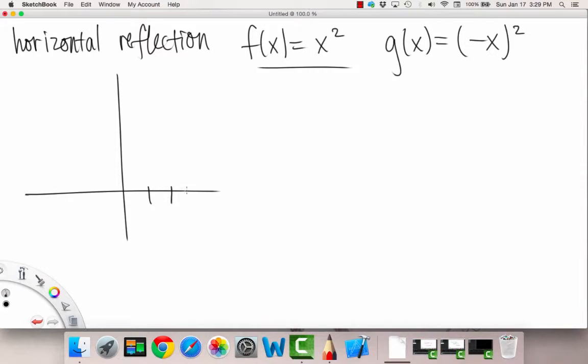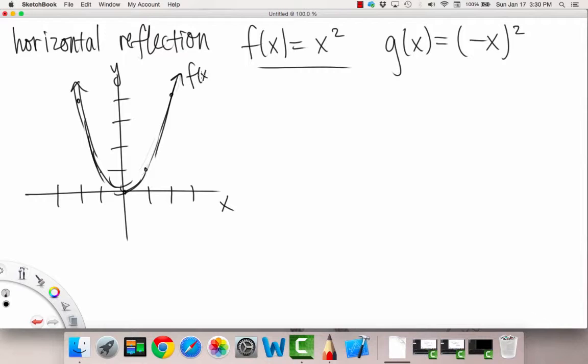So we have 1, 2, 3, 1, 2, 3, 1, 2, 3, 4. Okay, so here's our y axis, and there's our x. So our normal f of x graph looks kind of standard, right? This is becoming second nature to us now, graphing these u's here. Okay, so this is our original, well, not our original, but this is our f of x. Okay, so this is x squared.